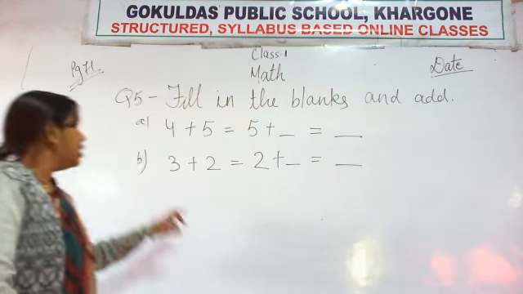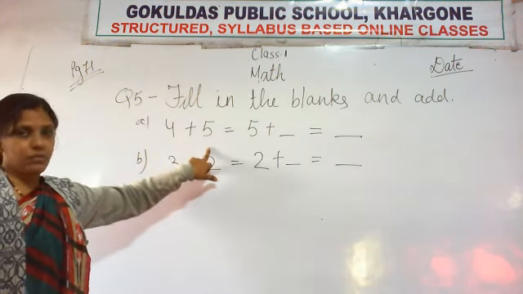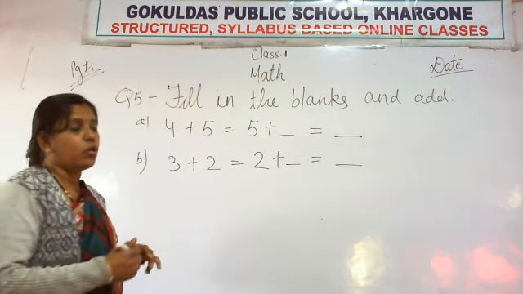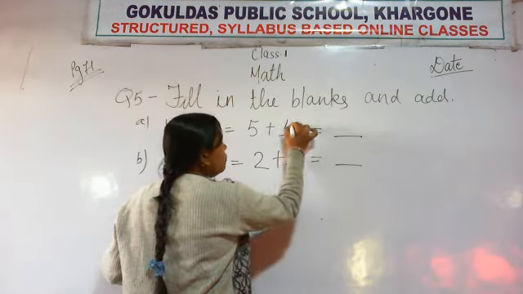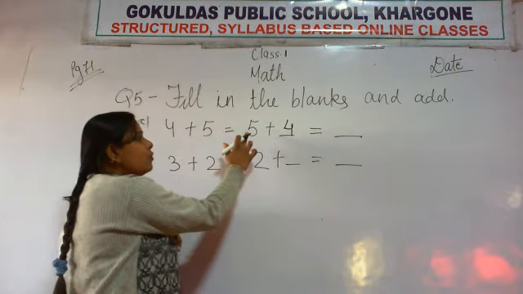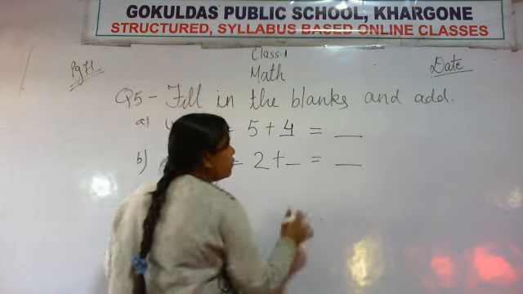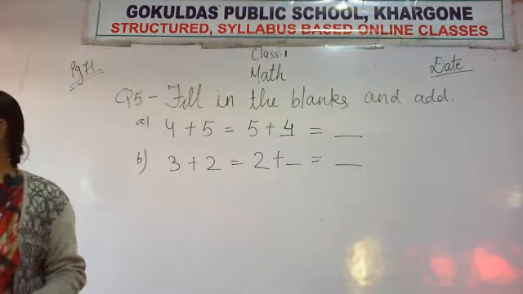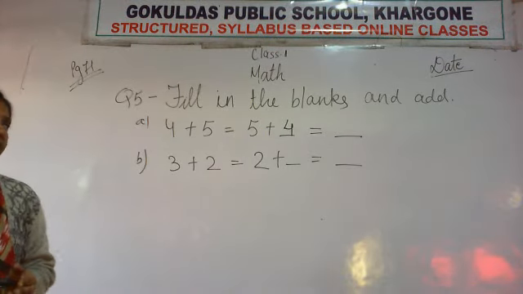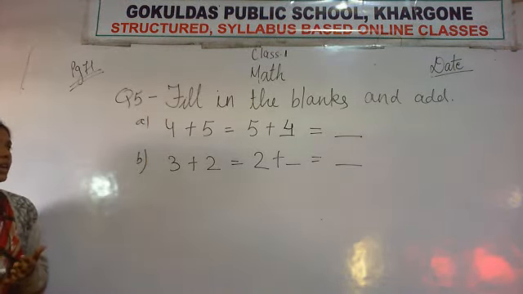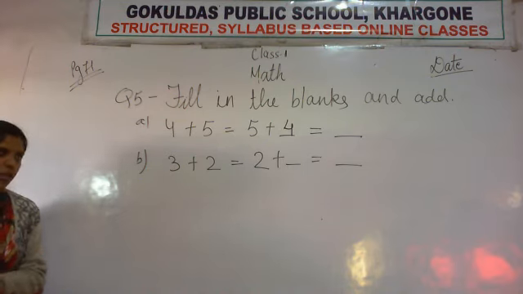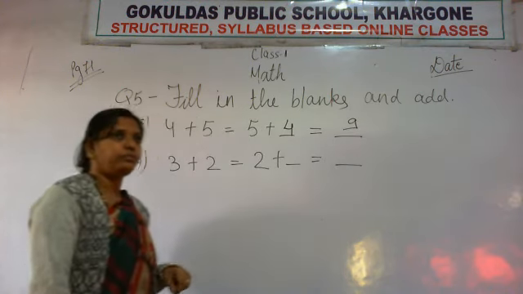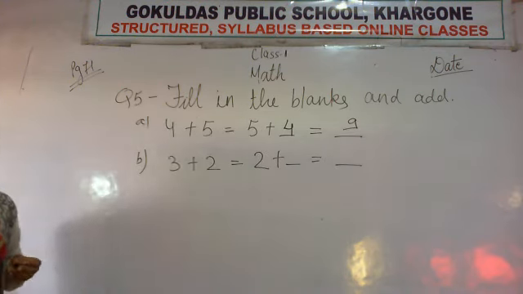Here 4 plus 5 is given, and here only 5 is given. So what is the next number? 4. So here we will write 4. So 4 plus 5 or 5 plus 4. Add 4 plus 5 using a finger. What will be the answer of 4 plus 5 or 5 plus 4? Same, 9. So right here 9.